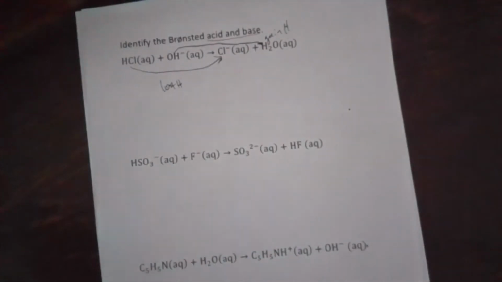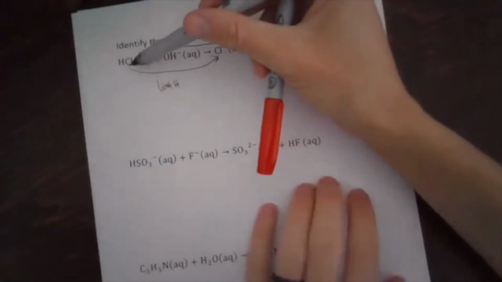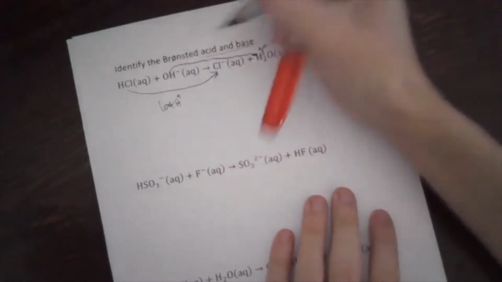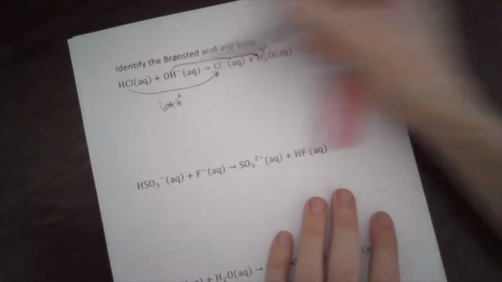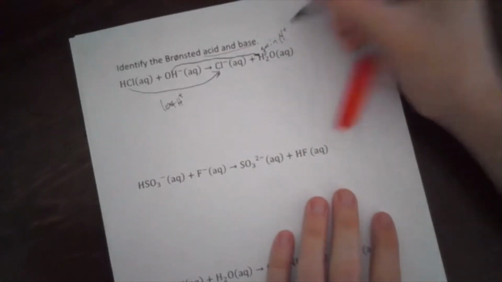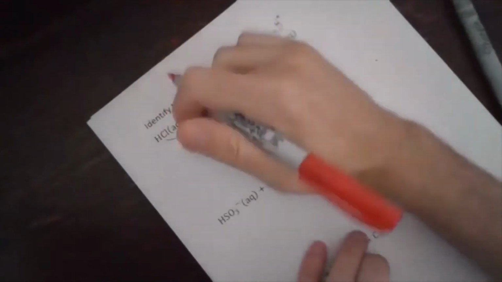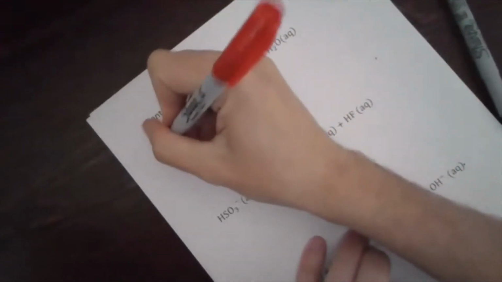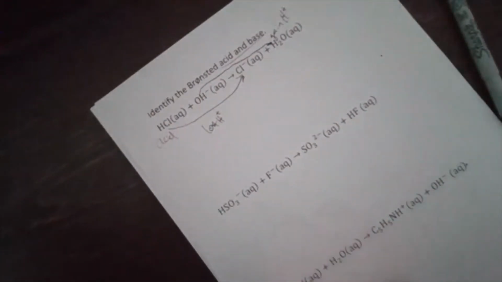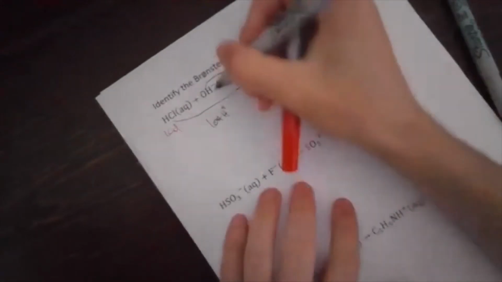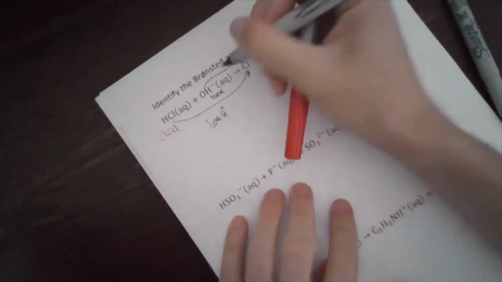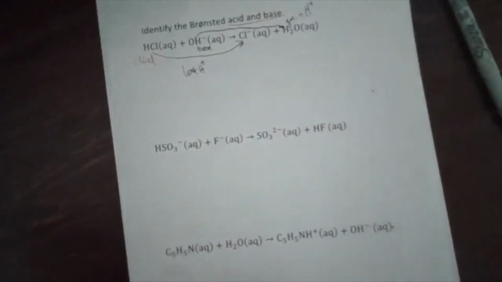And so not just H specifically, but we can see that it went from being negative to neutral. And so that means it lost a negative charge. The OH- went to H2O, so it gained a positive charge. And so that means that the HCl, because it lost the H, is going to be the acid. And the OH-, because it gained, is going to be the base. So we're looking for how did that H+ transfer?